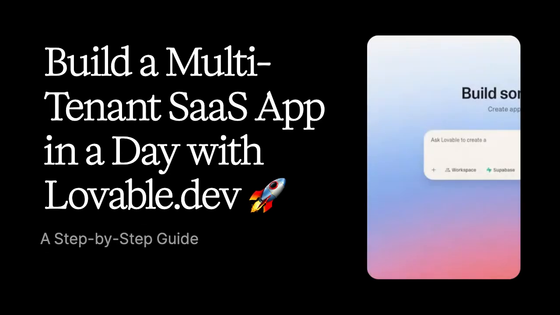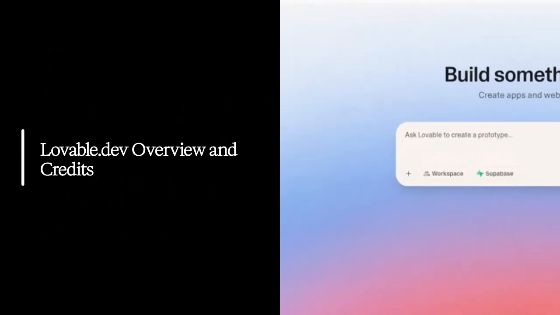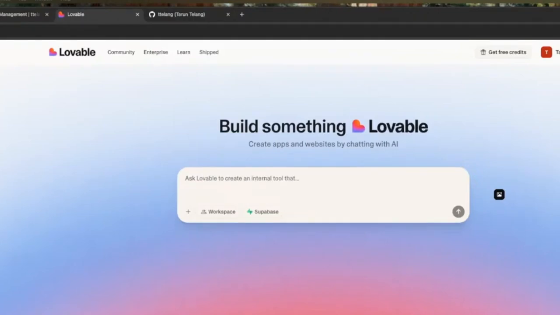Today we will be building a multi-tenant SaaS application. It is a fully productive app using Lovable.dev. Lovable generates code. It's very good for creating applications on the cloud. You can build websites. As you can see here, I have this app already open in my system.